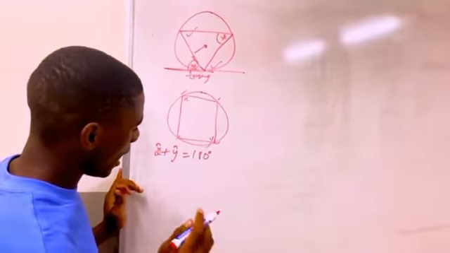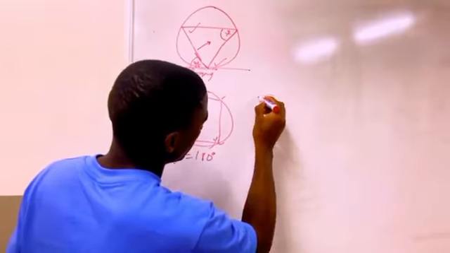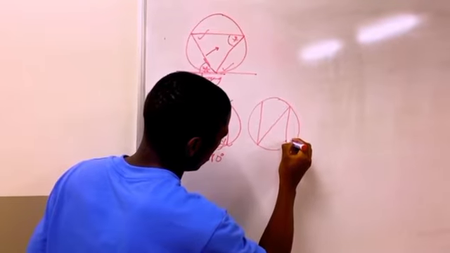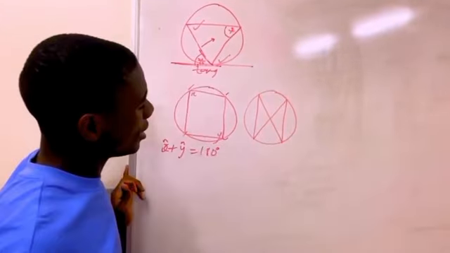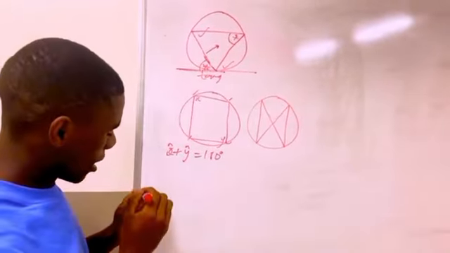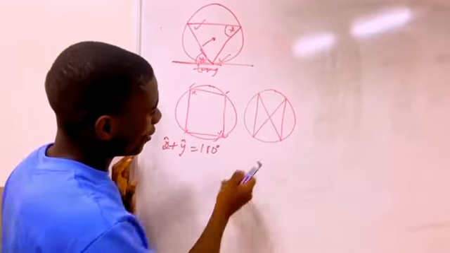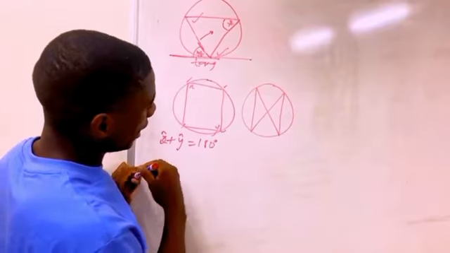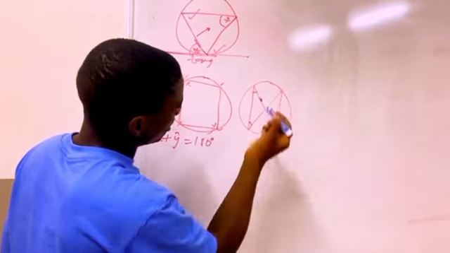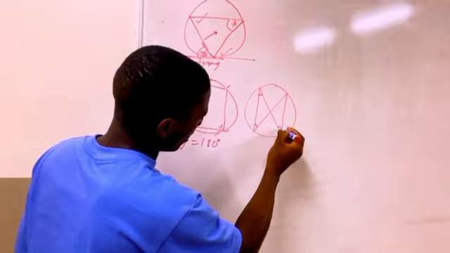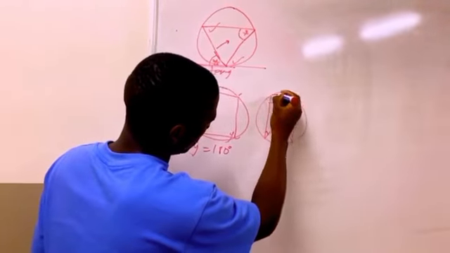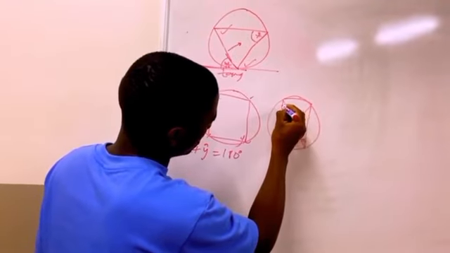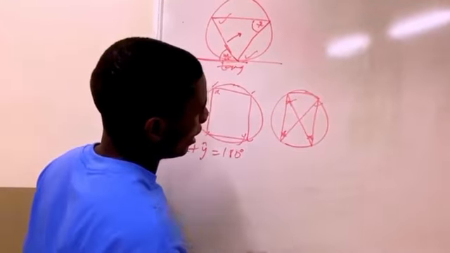Another way you can identify a cyclic quad is a bow tie that is within the circle, where the four vertices are also at the circumference. Then we know that this angle is equal to this angle, and this angle is equal to the same chord subtending this angle and this angle. The same chord subtends this angle and this angle.